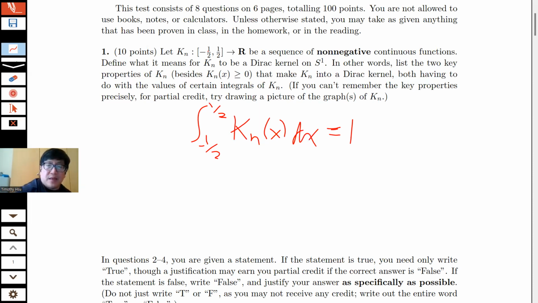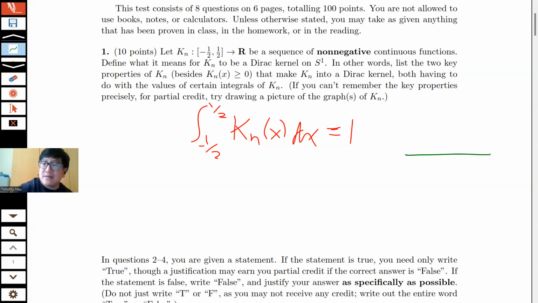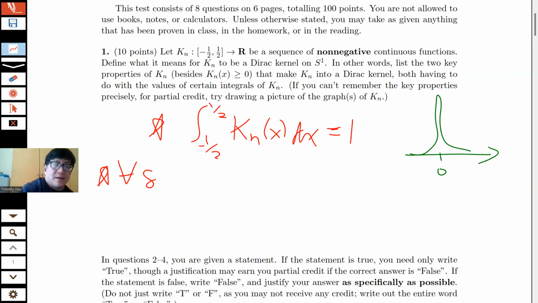Well, let me draw the picture first. The picture is that, here's 0, as n goes to infinity, then Kn will be concentrated at 0. The formal way of stating that is for every delta. So that's one property, and the other property is that for every delta greater than 0.